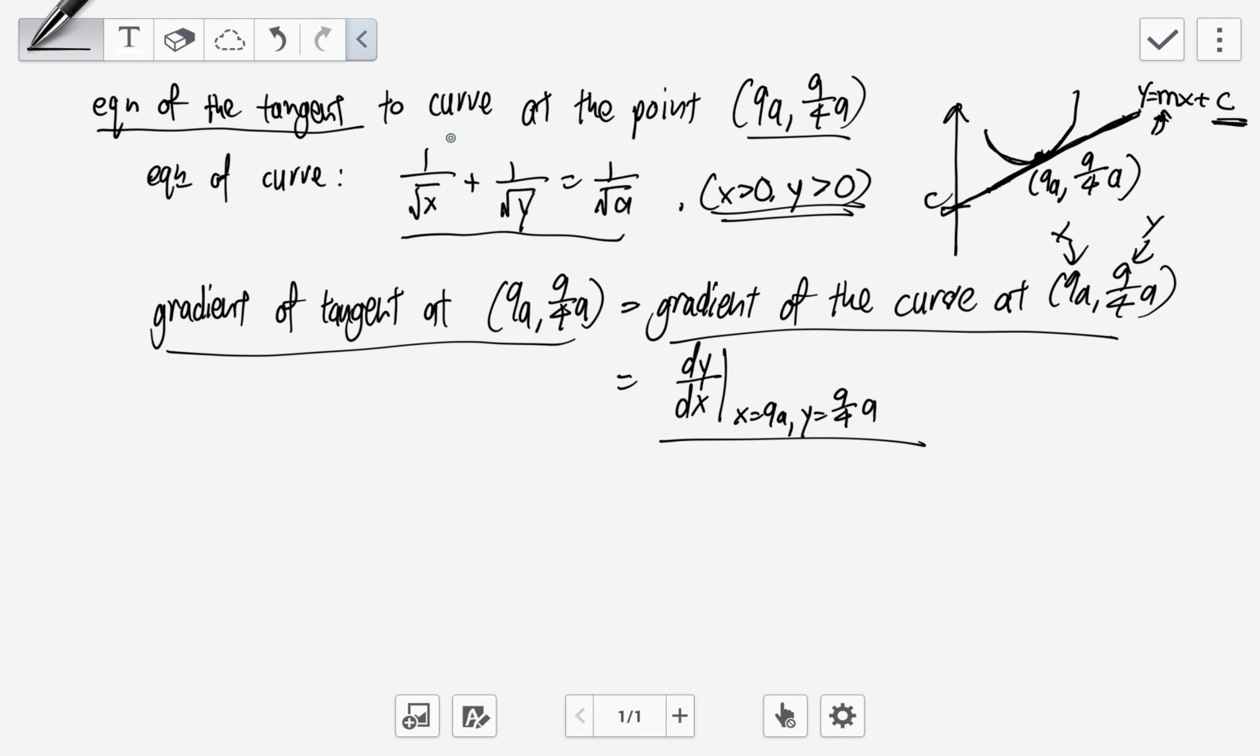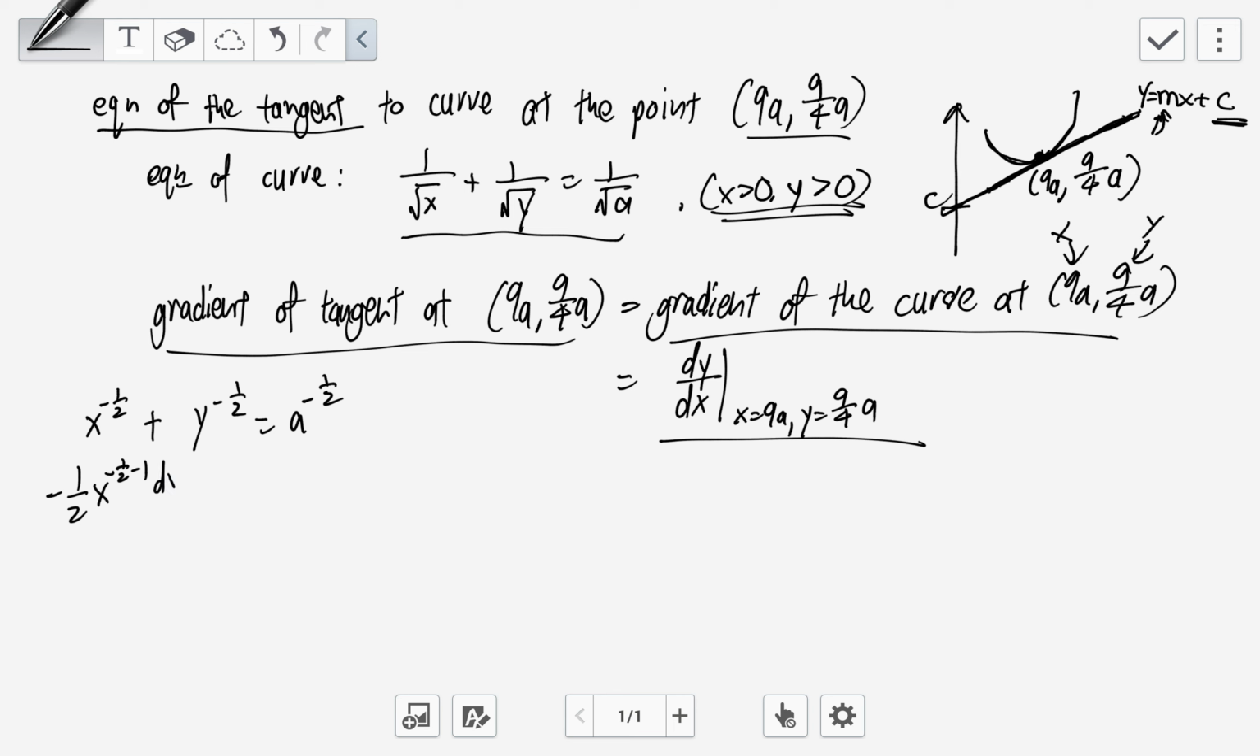Here we will make use of implicit differentiation. That means we differentiate term by term with respect to x. So can I change this equation to something more familiar? X to the power of minus half, because root x is in the denominator, hence the minus, and root is the power of half. So y to the power of minus half equals a to the power of minus half. When we differentiate implicitly, it is just minus half x to the power of minus half minus 1. The power reduces by 1 and the minus half comes in front, differentiating with respect to x.